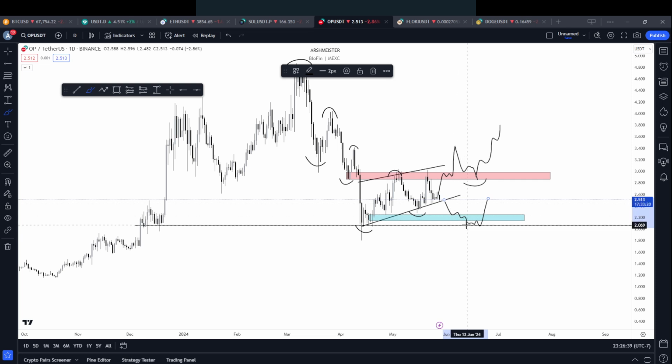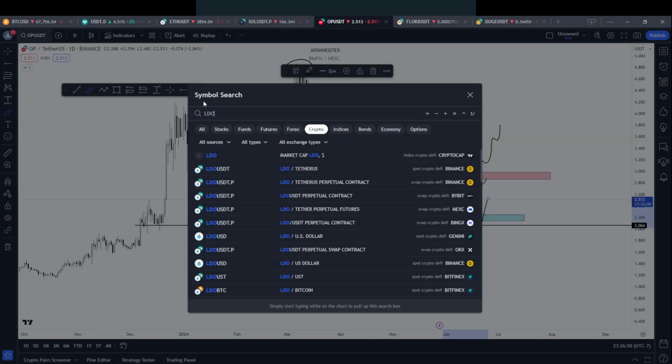So bids here down to here, and then target higher than the supply zone. Okay. And then last but not least, LDO.